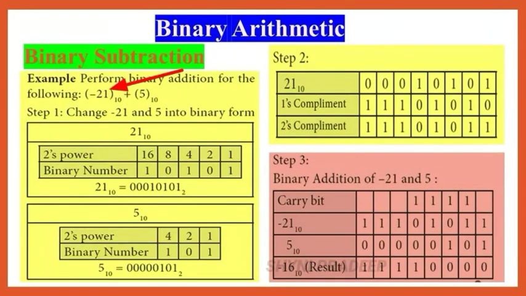So for this number you have to take 1's complement and 2's complement. Okay. So for this number 1's complement is what? 1, 1, 1, 0, 1, 0, 1, 0. When you are adding 1, you will get 2's complement number 1, 1, 1, 0, 1, 0, 1, 1. Now write this 2's complement number of 21 and binary number of this 5. Add these two values. Okay. You will get the answer like this. Okay. 1, 1, 1, 1, 0, 0, 0, 0.